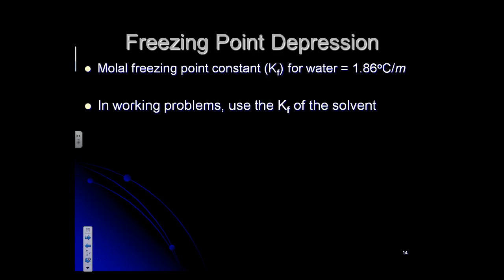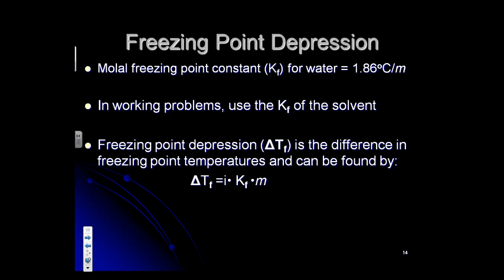In working problems, you're going to use the Kf of the solvent. For this class, we're just going to be working with water, so we'll always use that 1.86 degrees C per molal, but if you had a different solvent, you would just need to look up the Kf for that solvent. Freezing point depression is going to be represented by delta Tf. Now, we've seen delta before, that Greek letter, and it means change in. And then we have T, which means temperature, and the little sub F means freezing. So it's our change in freezing temperature. And it can be found by this equation. Delta Tf equals i times Kf times molality. So we'll outline each of these. Again, change in freezing point or freezing point depression.